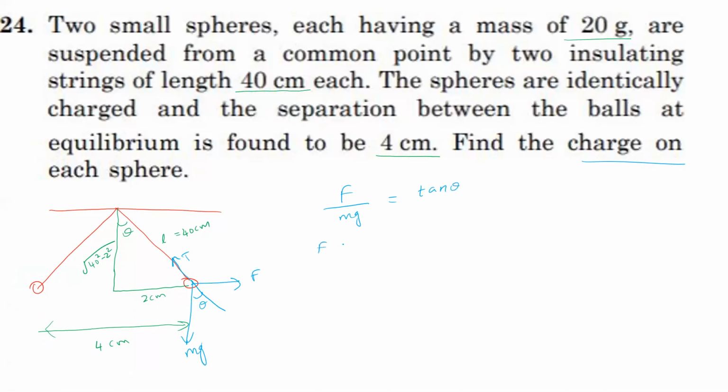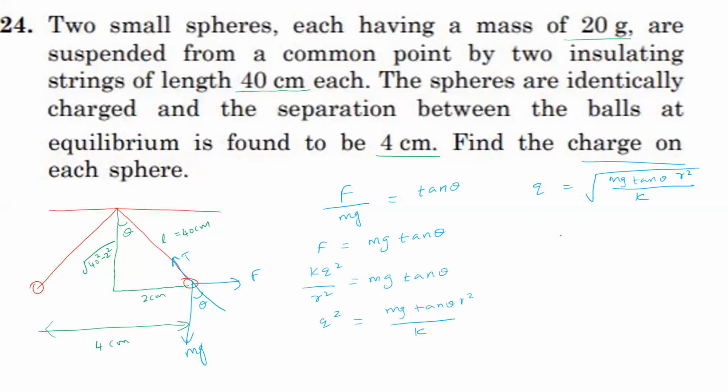From this, F is equal to mg tan theta. F, which is kq square by r square, is equal to mg tan theta. We need to find q only, so keep q square on this side and send r square and k to the other side. So q square is mg tan theta into r square divided by k. If we take the square root, we can get q. So q is equal to the square root of mg tan theta into r square divided by k.